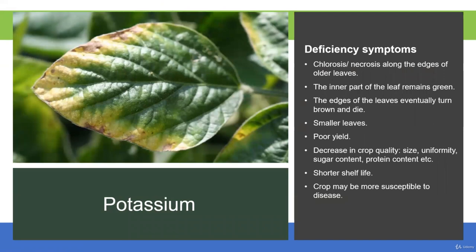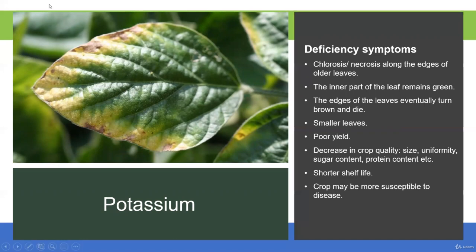The deficiency symptoms of potassium include chlorosis or necrosis along the edges of older leaves. It's not so complicated to identify potassium deficiencies. You see the older leaves, you'll see necrosis and chlorosis along the edges of the leaves, while the inner part of the leaf remains green. Now, these symptoms are common to many crops. That's why it's a bit easier to identify potassium deficiency.